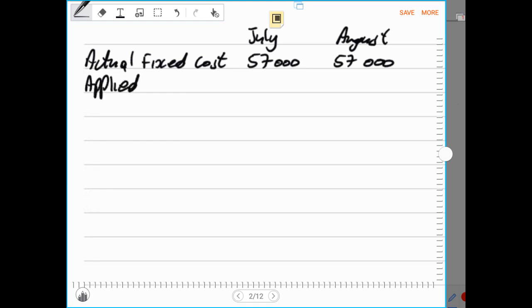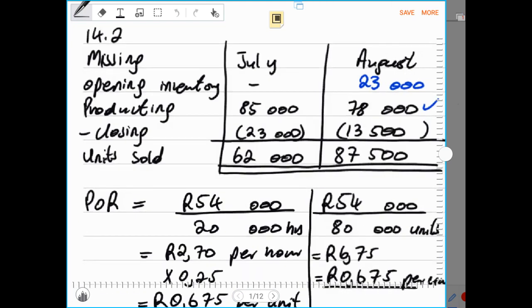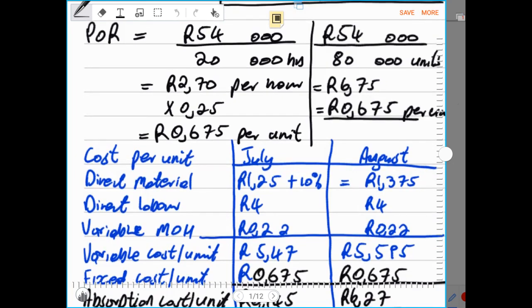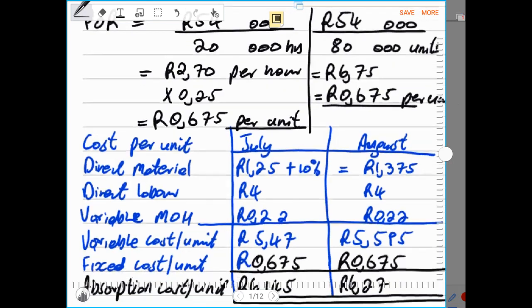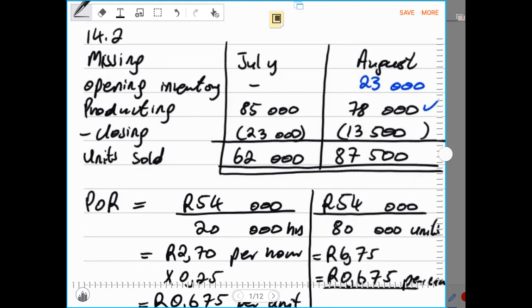And we know that to calculate our applied, we say POR, and our predetermined overhead rate is 0.675 times the actual base. And remember, this is 0.625. Is it per unit or per hour? It is per unit. So now if this is per unit, we can just multiply by the number of units, which is actual production for the month of July. So what is the production for July? Production for July is 85,000 units.